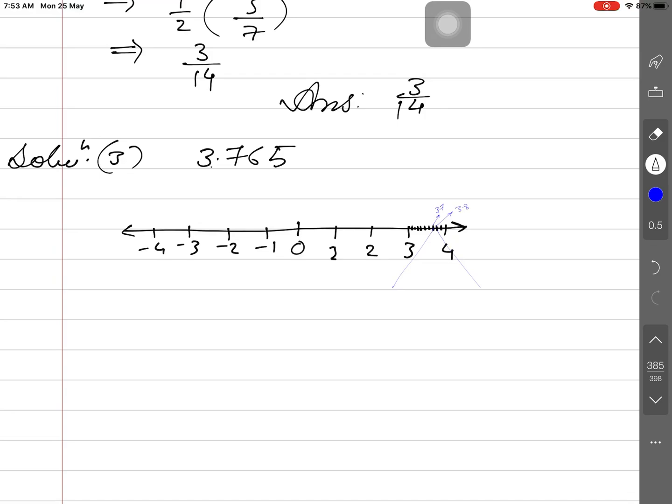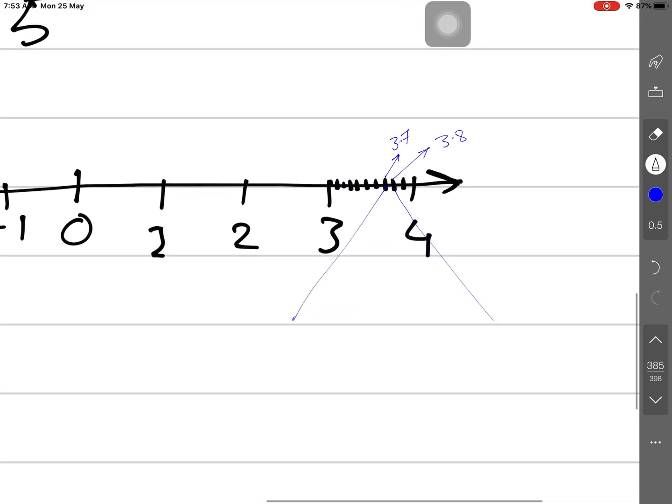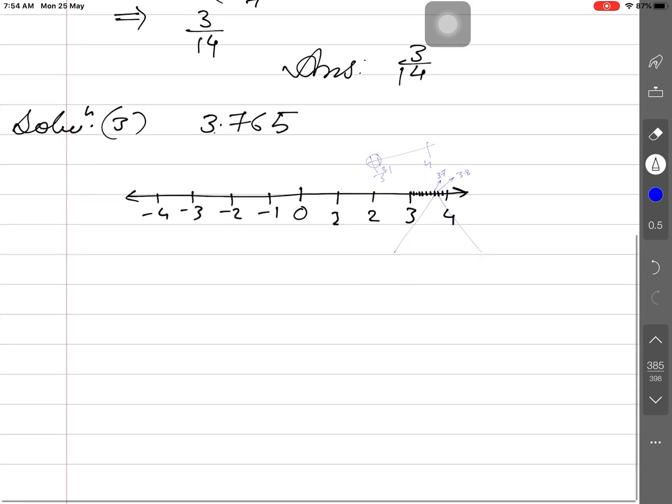Again, I am telling this: 3 and 4, the gap between them is 1 unit. I have divided it into 10 equal parts. So between them this is 3.1, and the gap between 3.1 and 3.2 is a new unit I have made here. Between 3 and 4 the unit is divided into 10 parts, and again each part is to be divided into 10 parts. Is that clear?